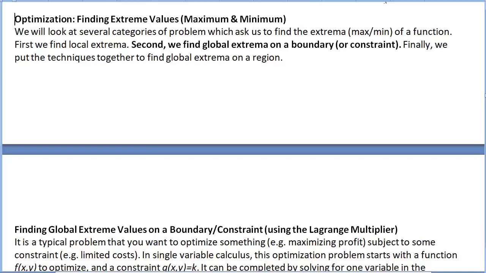So we're going to continue now looking at optimization, finding extreme values, meaning max and min, for multivariable functions. Previously we looked at finding local extrema, and now we continue with a new type of optimization problem, finding global extrema on a boundary, also called a constraint. And the technique that we're going to use for this is something called Lagrange multipliers. So let's take a look at what this scenario means and where the technique comes from.